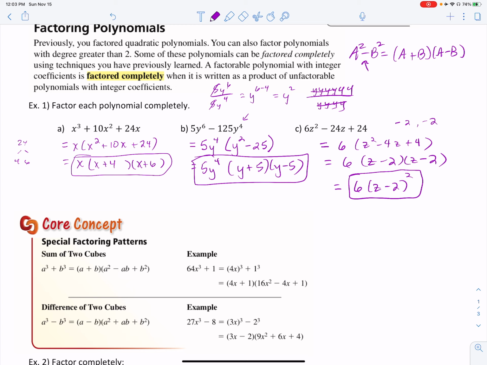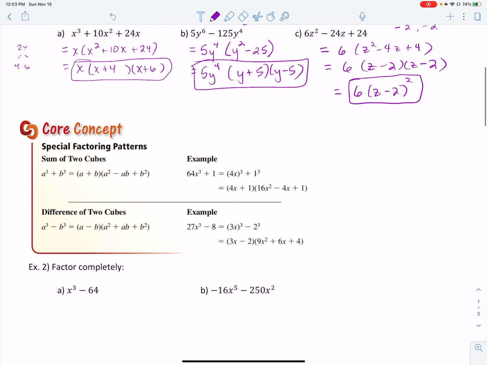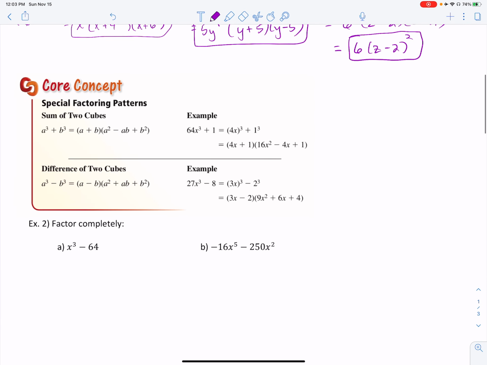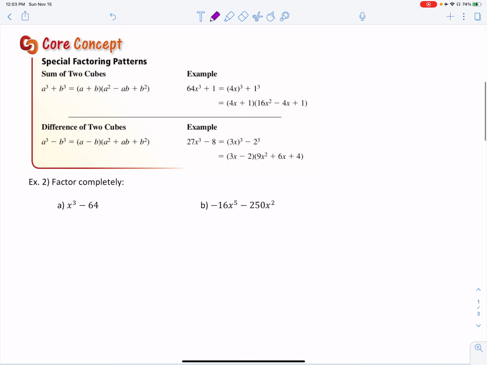Now we have some special factoring patterns, and these are sums and differences of cubes. And these are patterns when you notice you have two perfect cubes, either with addition or subtraction. They factor into a binomial, something with 2 terms, times a trinomial, something with 3 terms. And so you get a binomial times a trinomial.